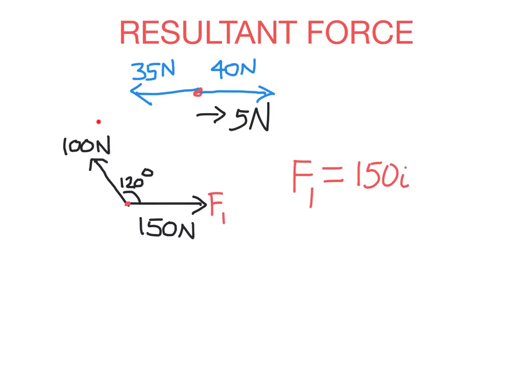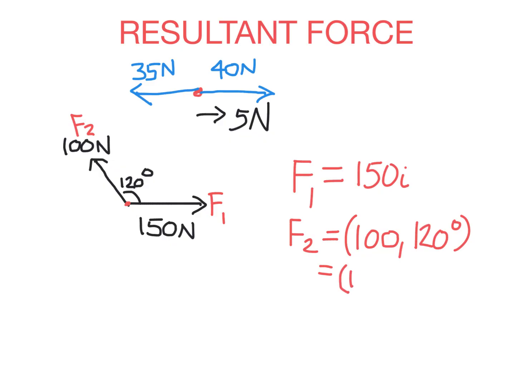So let's go ahead and do the same for this here, which I will call force 2. We know that r equals 100 because that's its magnitude. And the angle made with the positive x-axis going in an anti-clockwise direction is just 120 degrees. So remember, we convert to Cartesian coordinates. The x component is just 100 cos of the angle, and then the y component is 100 times the sine of that angle. And you can use your calculator if you need.